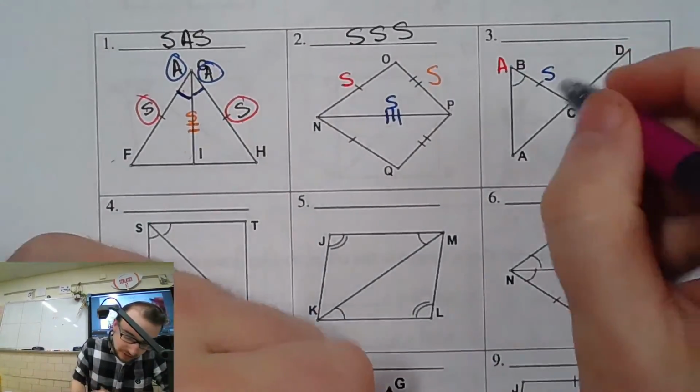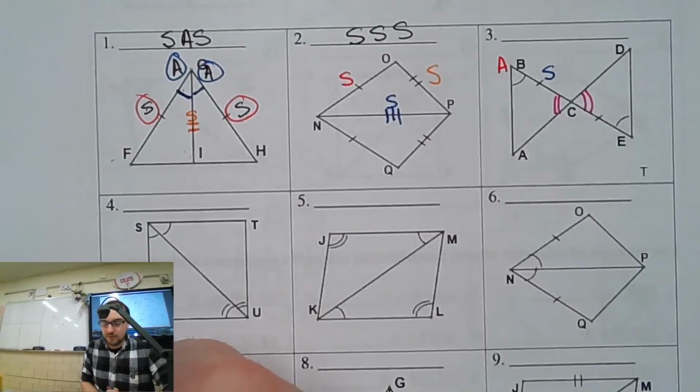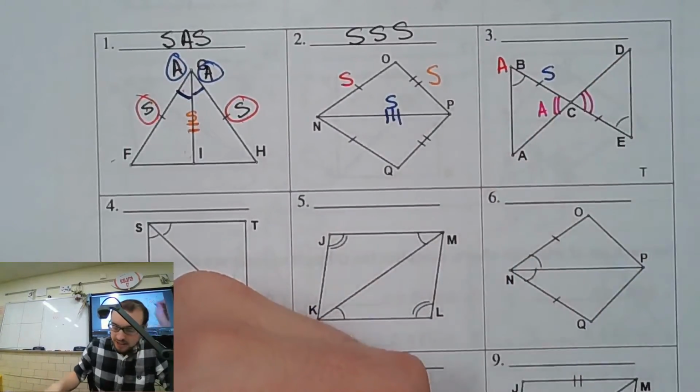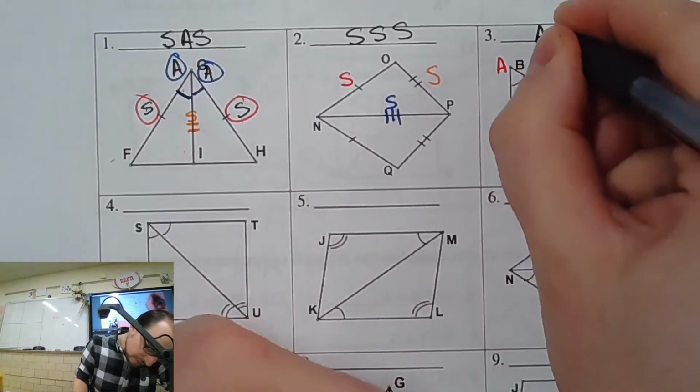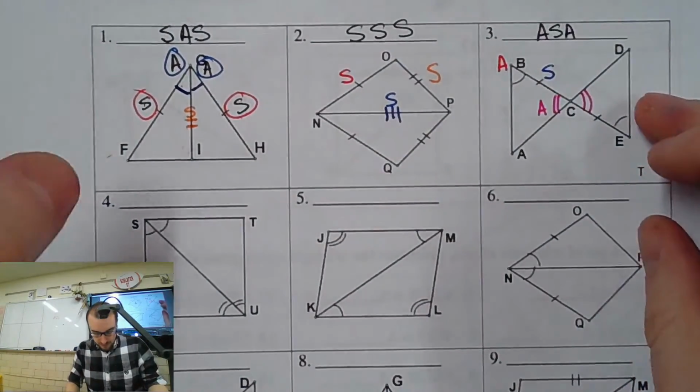Yep, these angles right here, right? Because these are vertical, right? So by vertical angles, we know those angles are congruent to each other, which means we have ASA. Are you smelling what I'm stepping in?